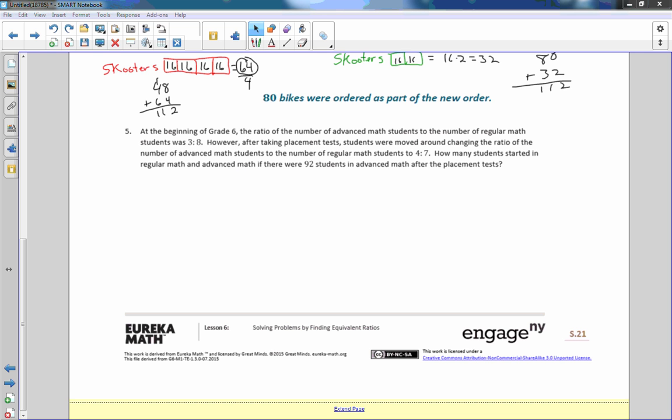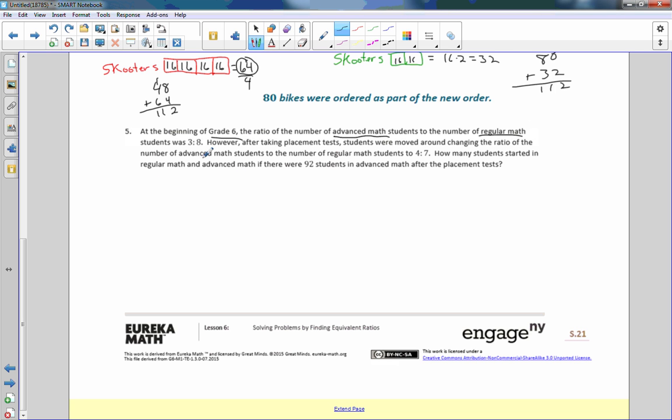Okay, here's number 5. At the beginning of grade 6, the ratio of the number of advanced math students to the number of regular math students was 3 to 8. So advanced math to regular math at the beginning of grade 6. Okay? So we're beginning 6th grade, okay? And we're doing advanced and regular math. And the ratio is 3 to 8.